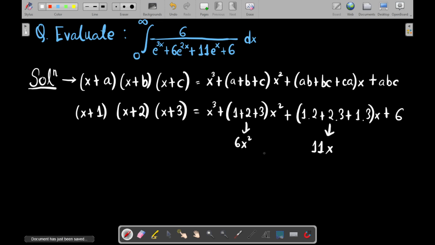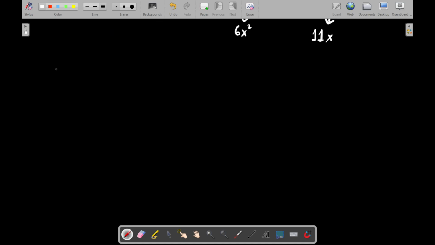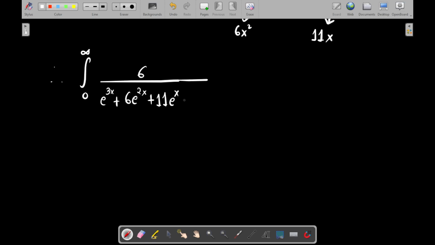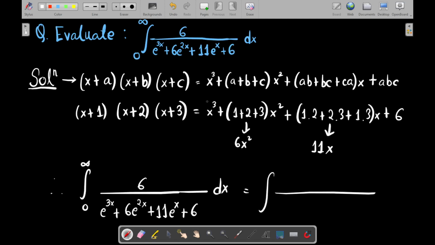So I have highlighted this first before starting the integral. So the integral is 0 to infinity 6 divided by e to the power 3x plus 6 e to the power 2x plus 11 e to the power x plus 6 dx. On factorizing, this will give us the terms x plus 1 times x plus 2 times x plus 3.